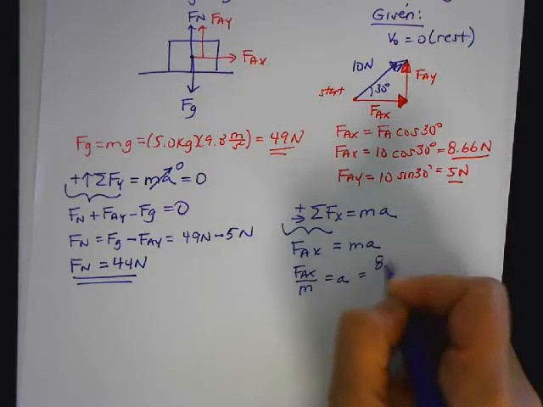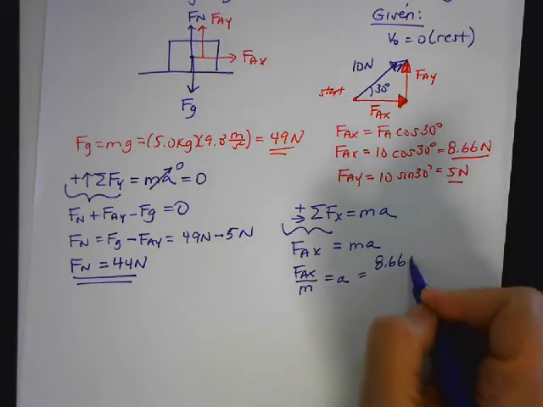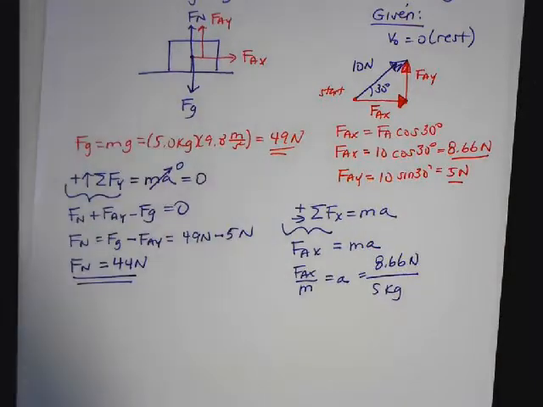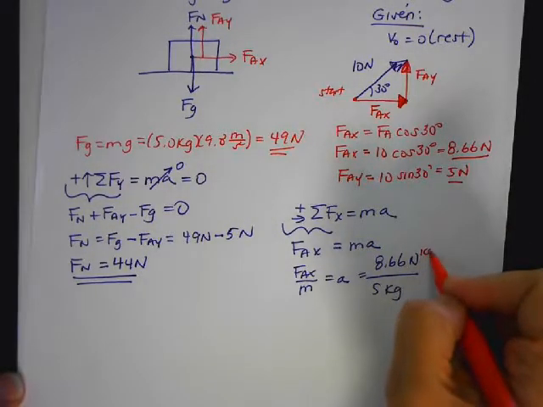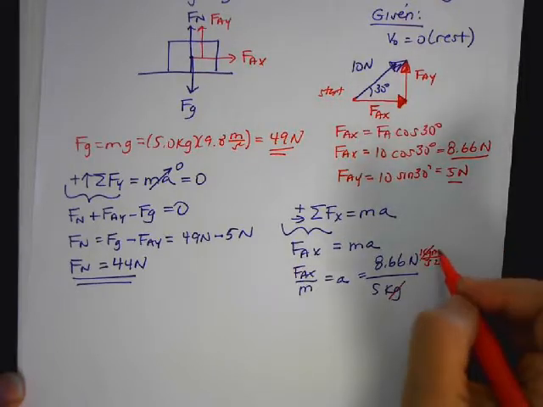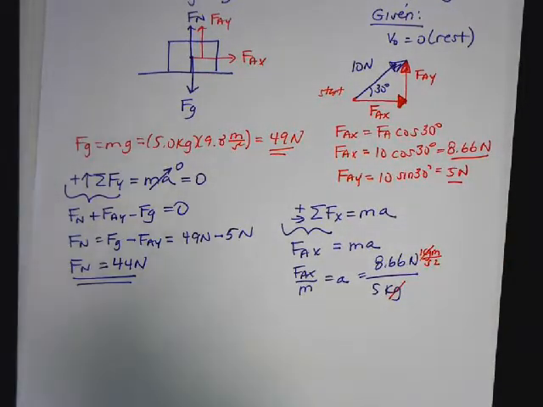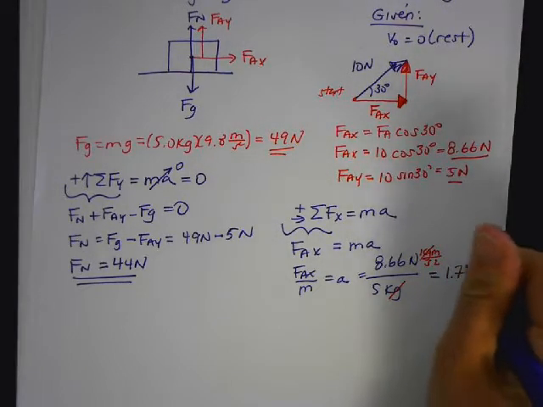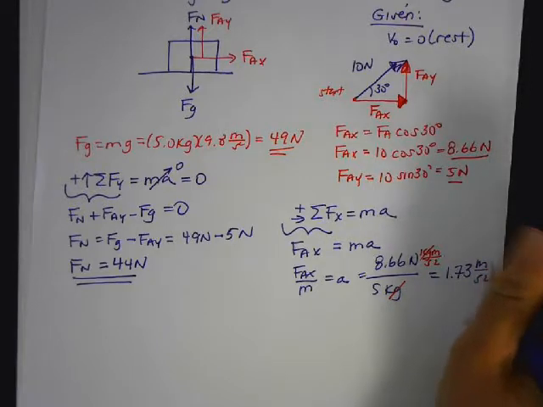So that's 8.66 newtons, which is a kilogram meter per second squared, divided by 5 kilograms. Remember, the kilograms cancel and we only end up with meters per second squared, which is the correct unit for acceleration. That's why in physics, we have a foolproof way to check our work every time. We carry our units through and cancel them. So this came out to be 1.73 meters per second squared.